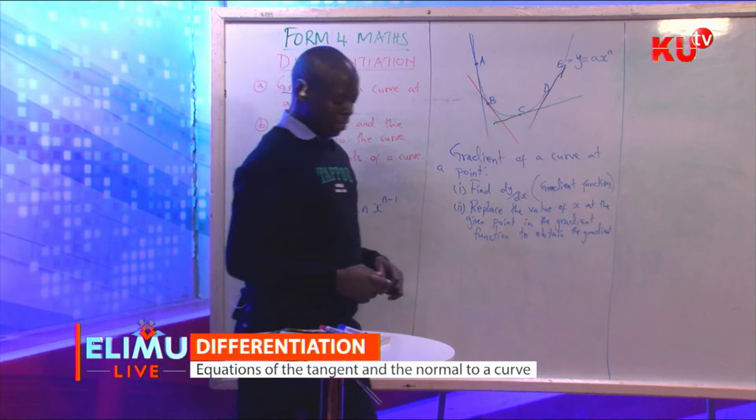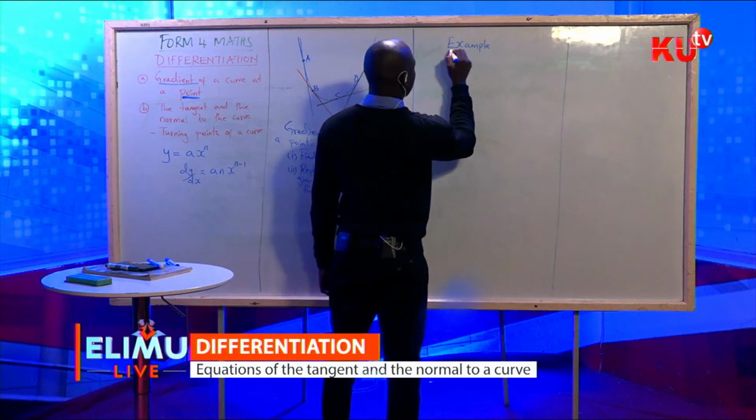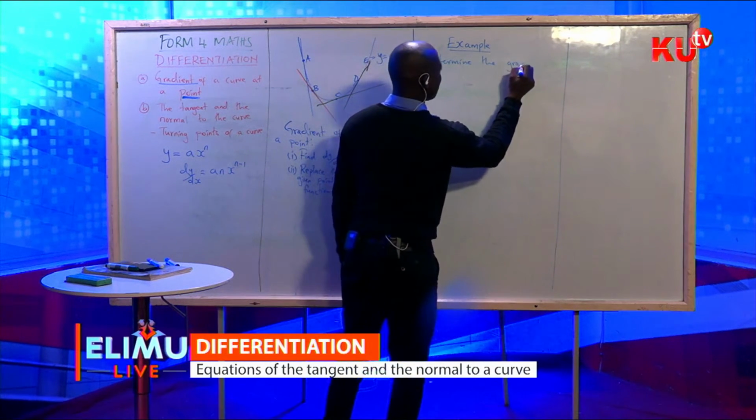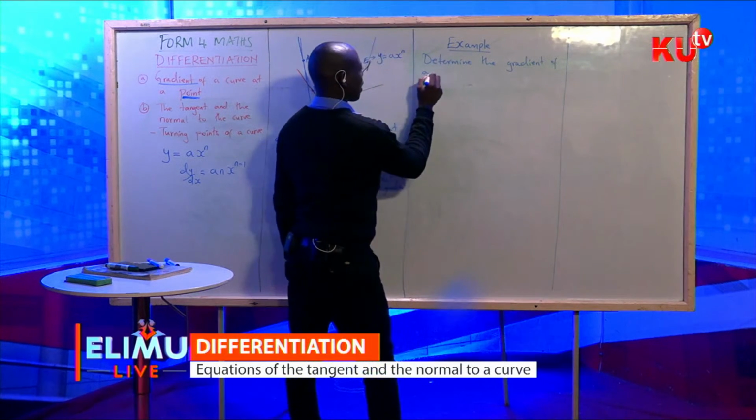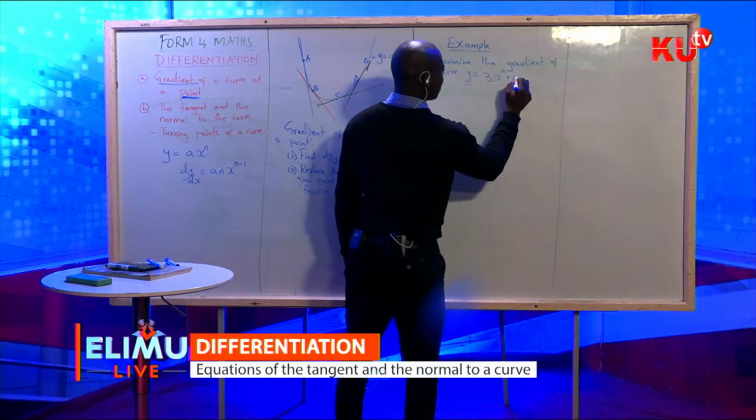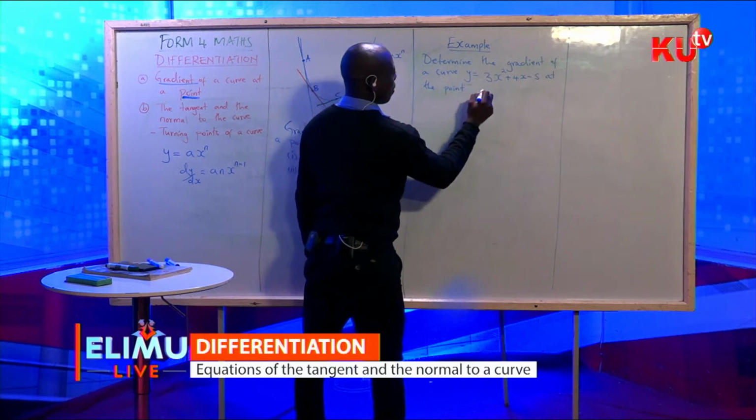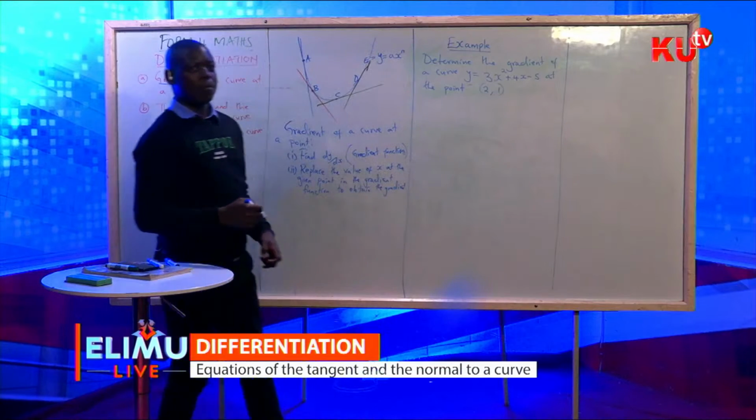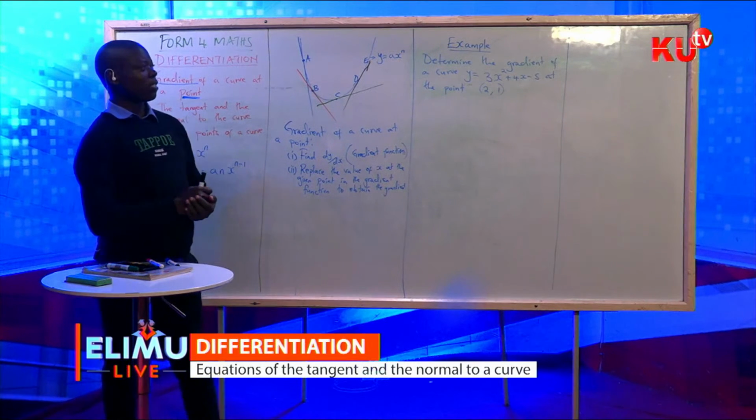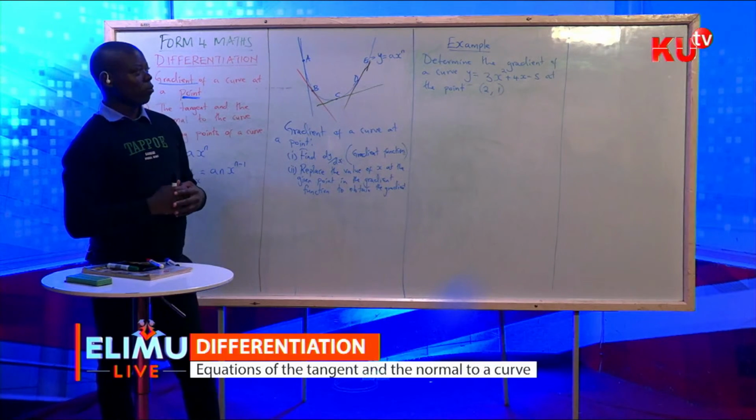Let's look at an example. Determine the gradient of a curve y is equals to 3x squared plus 4x minus 5 at the point 2, 1. We determine the gradient of the curve y is equals to 3x squared plus 4x minus 5 at the point 2, 1. Students, what do we do?